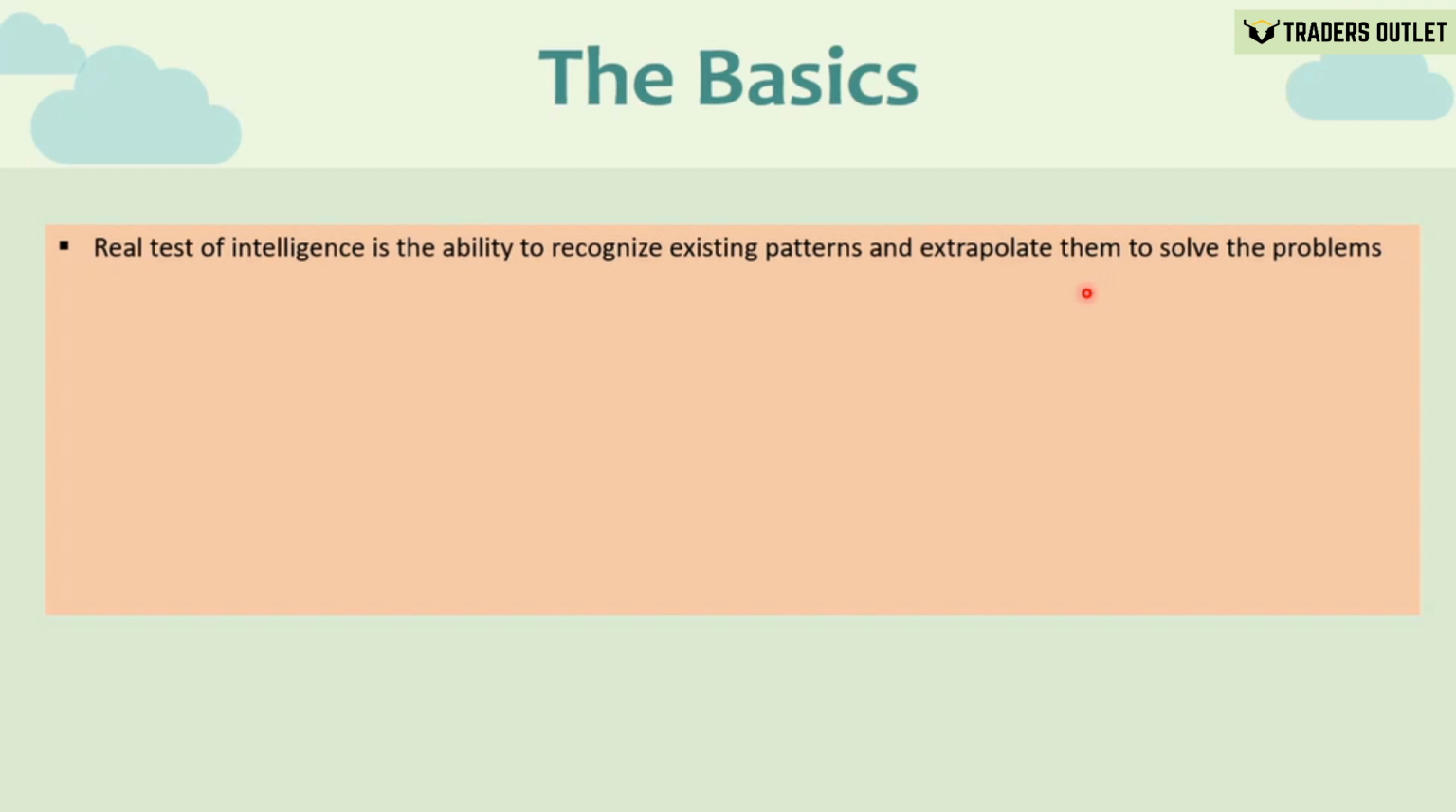Now, you would know intelligence has many dimensions: emotional intelligence and psychological intelligence, spatial intelligence for hand-eye coordination and so on. So recognizing pattern in all senses is a test of intelligence, and more important is extrapolating them to solve the problems, right? Real life problems.